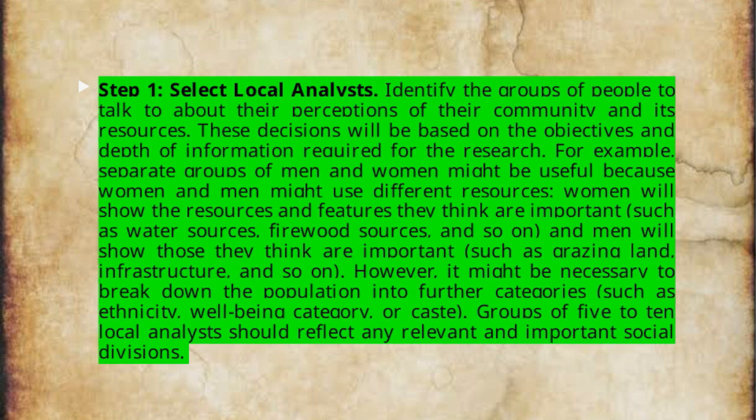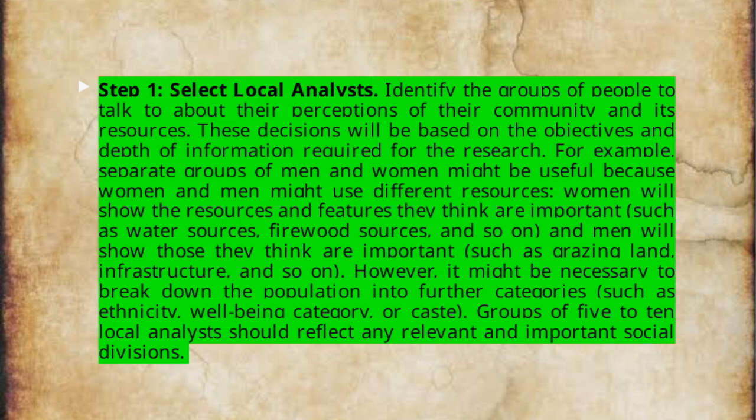For example, it might be very useful to interview separate groups of men and women because they often use different resources and have different perspectives. Women might highlight water sources or firewood, while men might focus more on grazing land or infrastructure. But it's not just about splitting by gender. We may also need to consider other social categories like ethnicity, caste, or well-being groups, depending on the context. The idea is to break down the population into relevant groups to get a comprehensive picture.